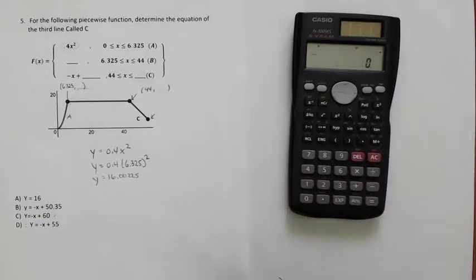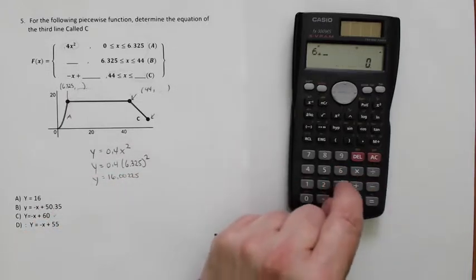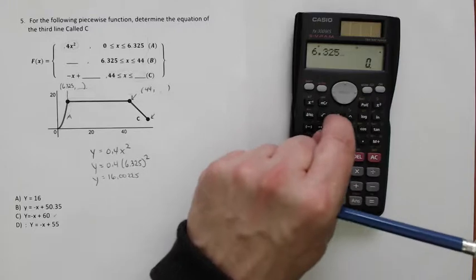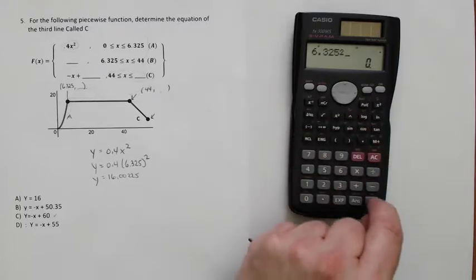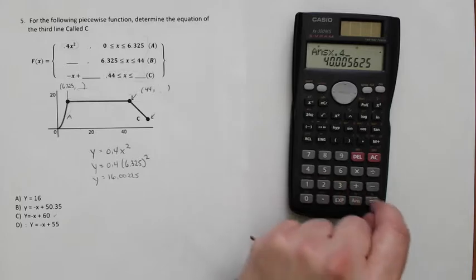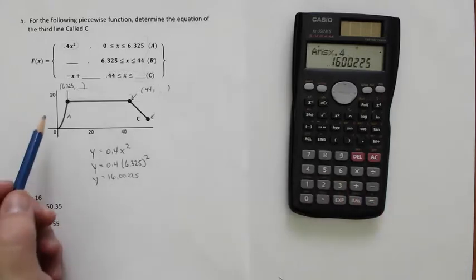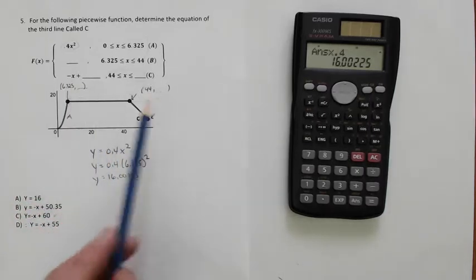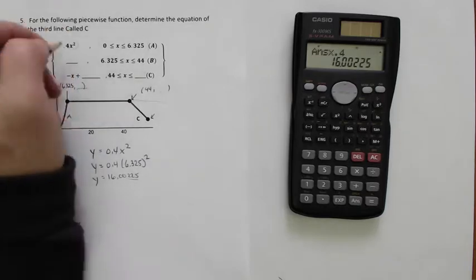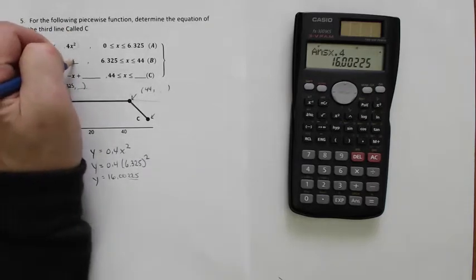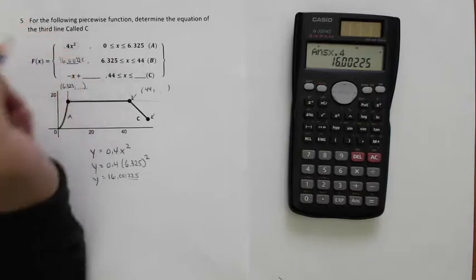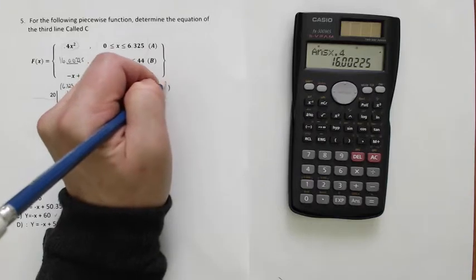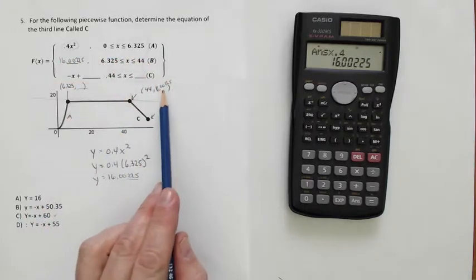I'm just going to confirm my calculation there. 6.325 squared. Yeah. Okay, so we'll keep it. It's a bit awkward, but we'll keep it. That tells me that line right there, y is equal to 16.00225, which is that point right there. 16.00225 for the y part.